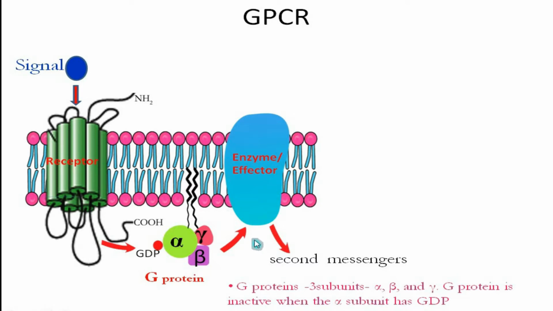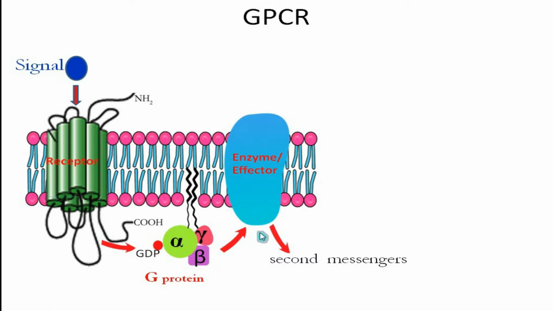And the third component is an enzyme. This enzyme in the plasma membrane generates intracellular second messengers. Examples of enzymes: adenylyl cyclase, phospholipase C, and cyclic GMP phosphodiesterase. Now we can study the signaling mechanism.